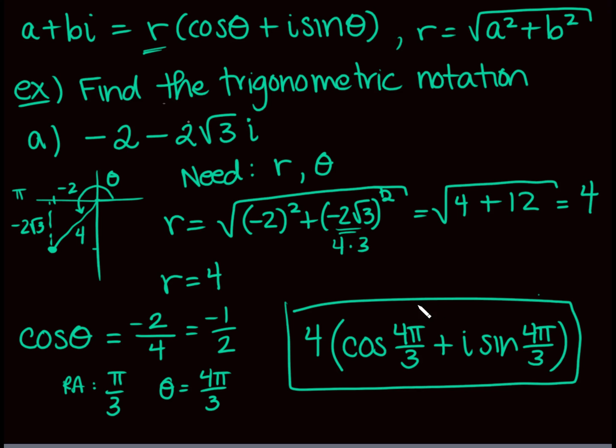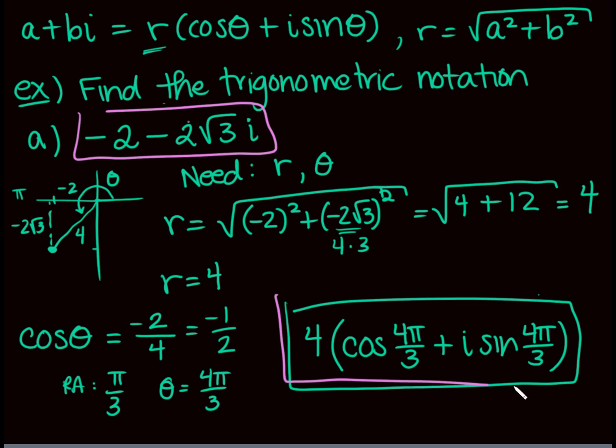If you did simplify this, if you actually took the cosine of 4 pi over 3 and took the sine of 4 pi over 3, guess what you're going to get? You're going to get this, right? These two are equivalent. They equal exactly the same thing.